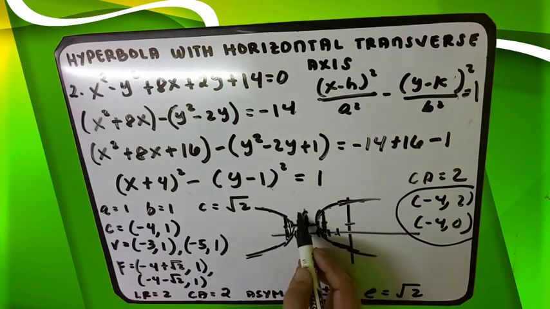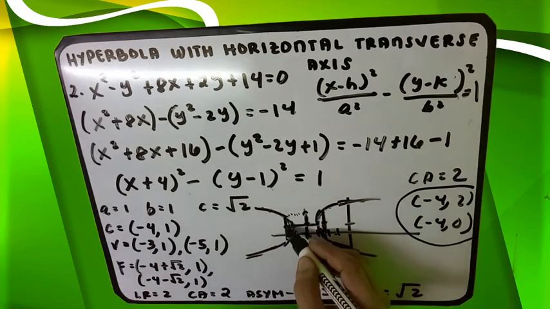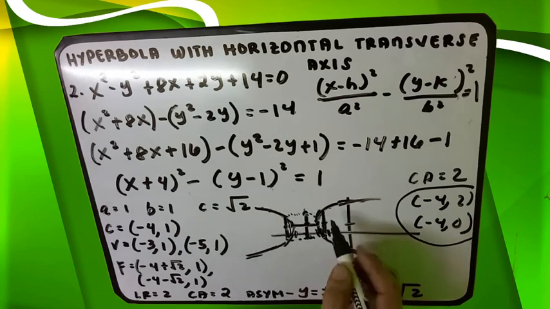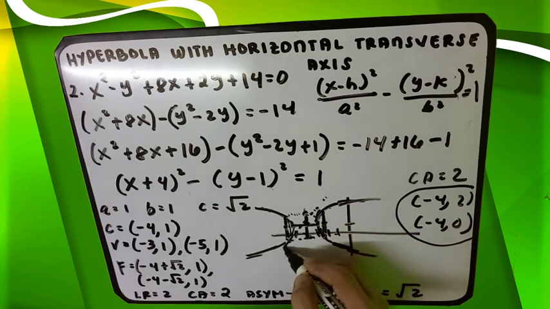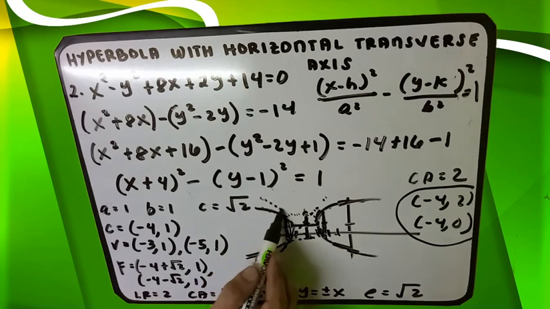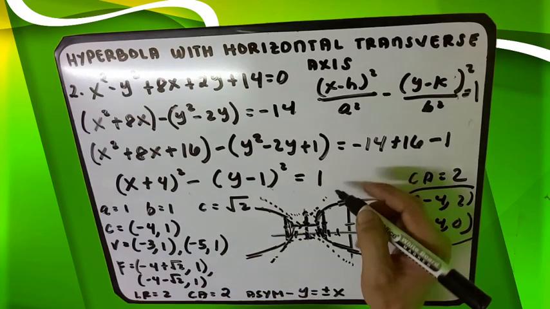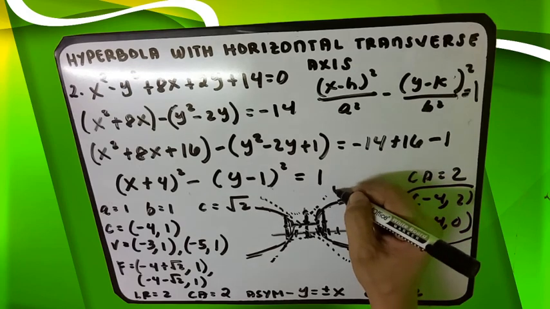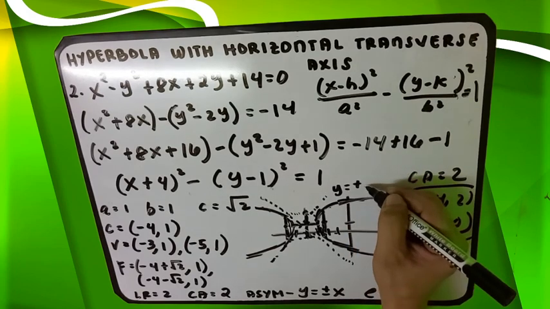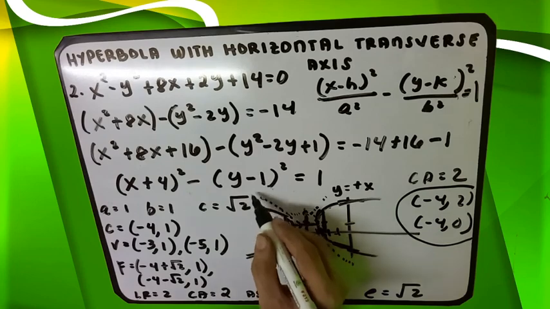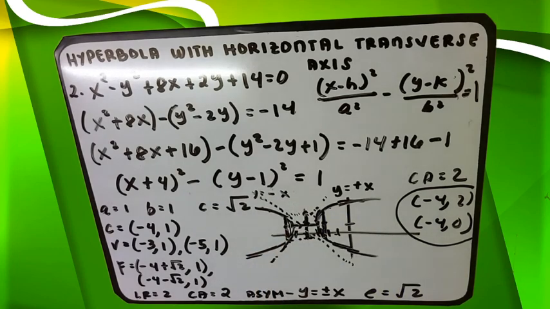Next, pag connect-connectin natin ito, pag pinag-connect natin yung corners, nakaka-form tayo ng diagonal line. So, ang equation ng asymptote is y is equal to positive x. Yung isa naman ay y is equal to negative x. Eccentricity is equal to square root of 2. So that is hyperbola with horizontal transverse axis.